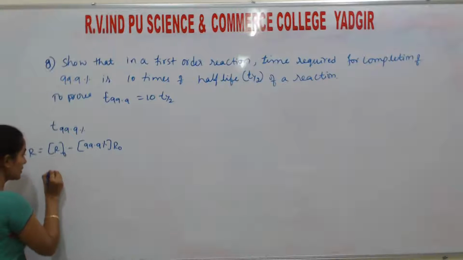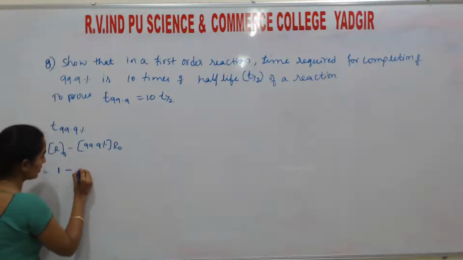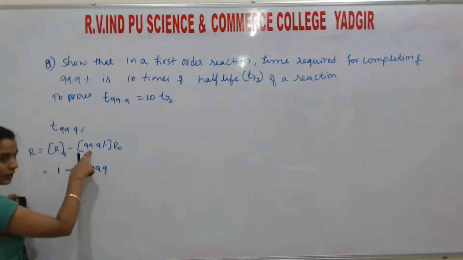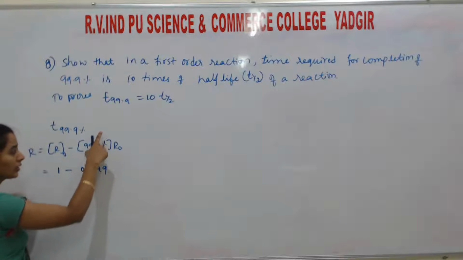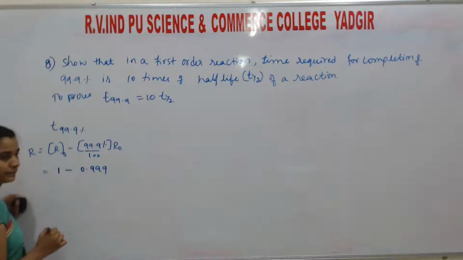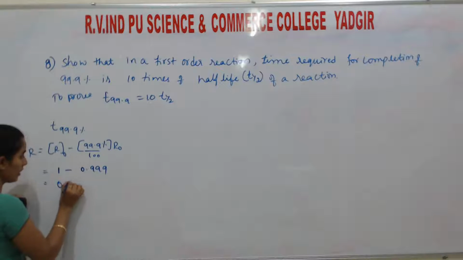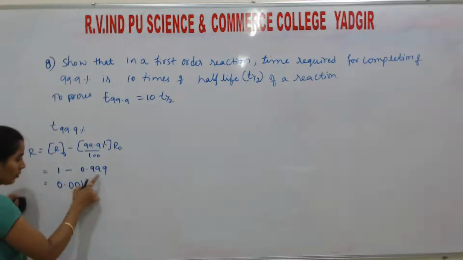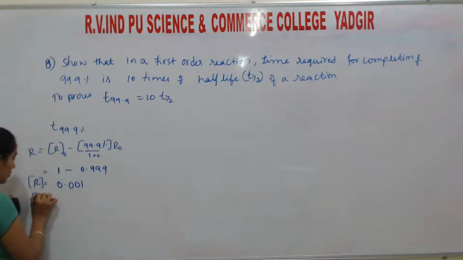Assume initially it is 1. Okay. So this one is 0.999. 99.9% means in 1 gram it is 0.999, that is 99.9 divided by 100. So R value is how much? 0.001. Correct? 0.001, that is R value, and R0 max value is 1. Understand? R0 value is 1, R value is 0.001.